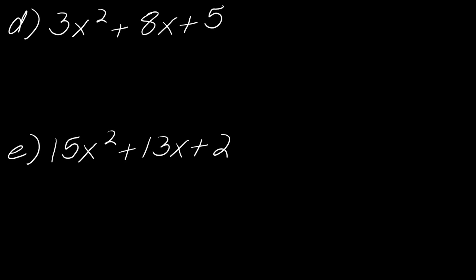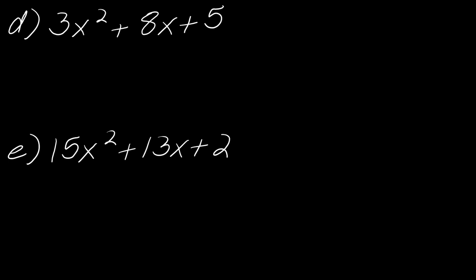So I have 2 more here. So once again, I will do the AC method for D, and I will do, actually, you know what? I'll do trial and error for D, and then I'll do the AC method for E. So that's going to be the way I go with those two. So if you want to try those two, pause here, give it a go, and hit play when you're ready.